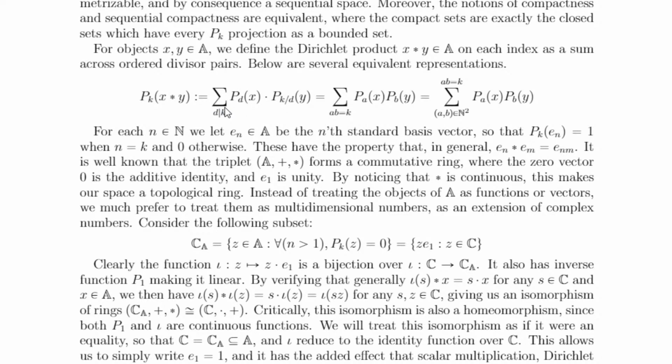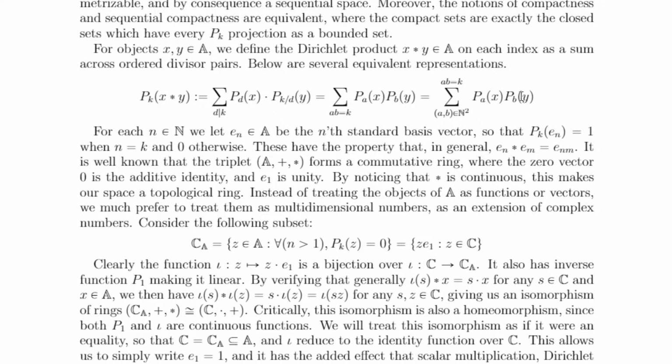For example, if k was 6, then we go through 1, 2, 3, and 6. Those are the divisors of 6. So we'd sum across all the values of d which are a divisor of k. The term that we're adding together is we take x and project it onto the dth axis, so we take its d component. And for y, we take k divided by d. Because d is a divisor of k, k divided by d is also a divisor of k. That's why it's divisor pairs. We project y onto the corresponding divisor pair axis, multiply those values together, and sum them all up.